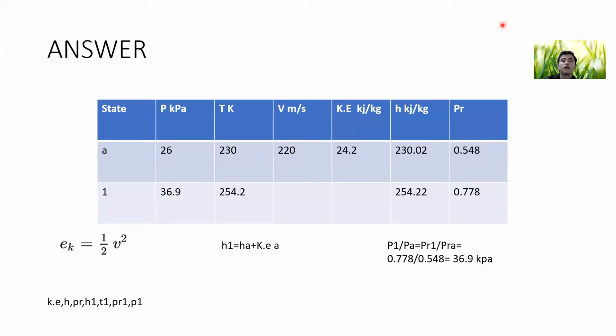So for now we're going to do just pressure changes and isentropic compressions, and that's why we're going to have the Pr as shown. We have pressure, temperature, velocity, kinetic energy, and enthalpy with the respective units.